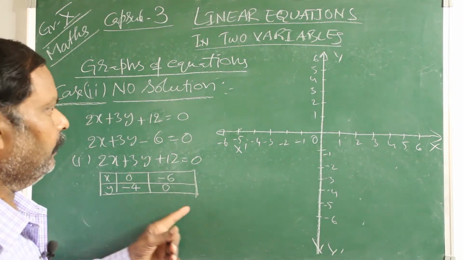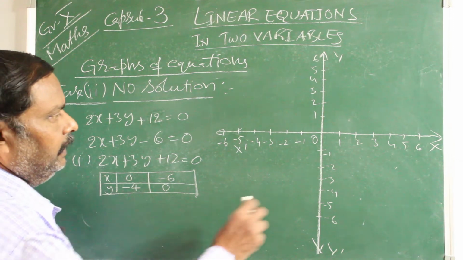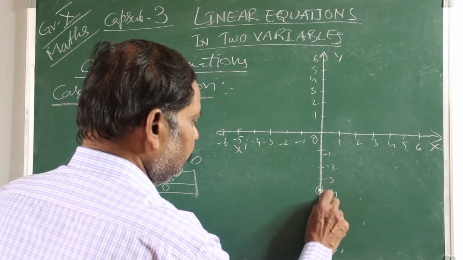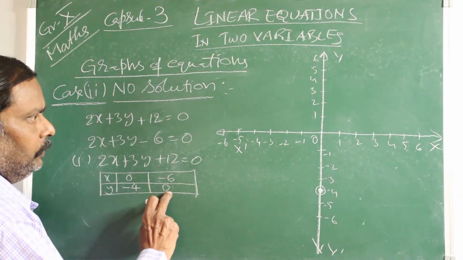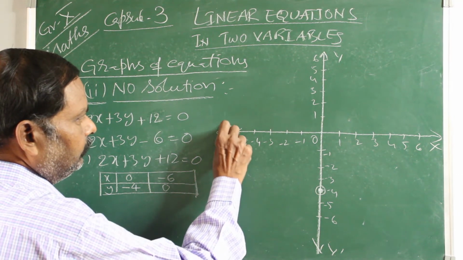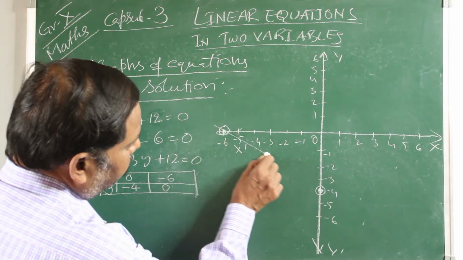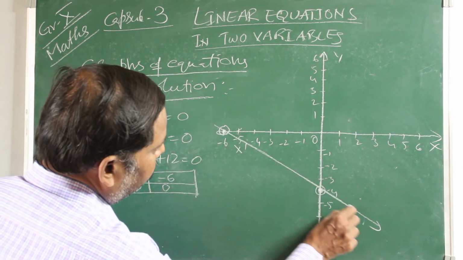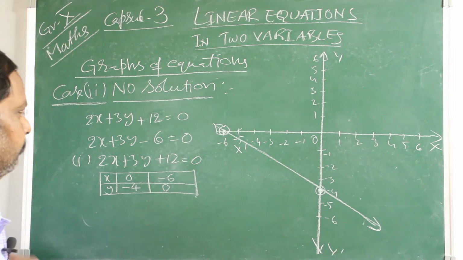Let us plot these points on this. When x is equal to 0, y is minus 4. This is the point. When x is minus 6, y is equal to 0. This is the point. And join these two points, and you will get a straight line like this.